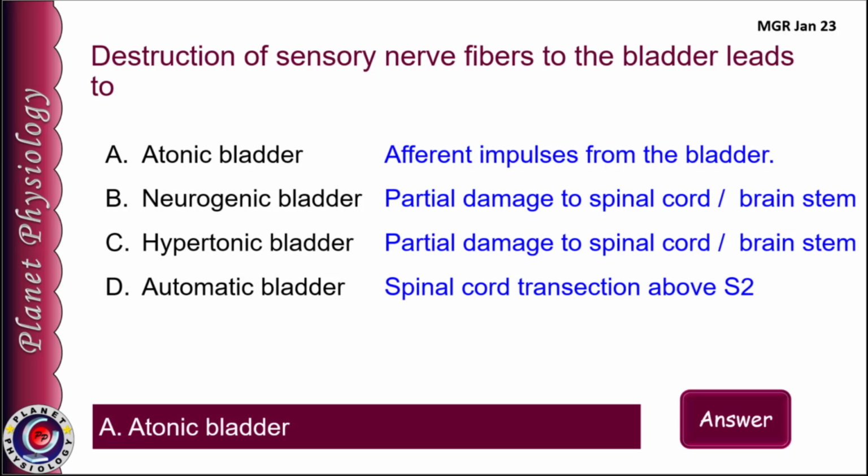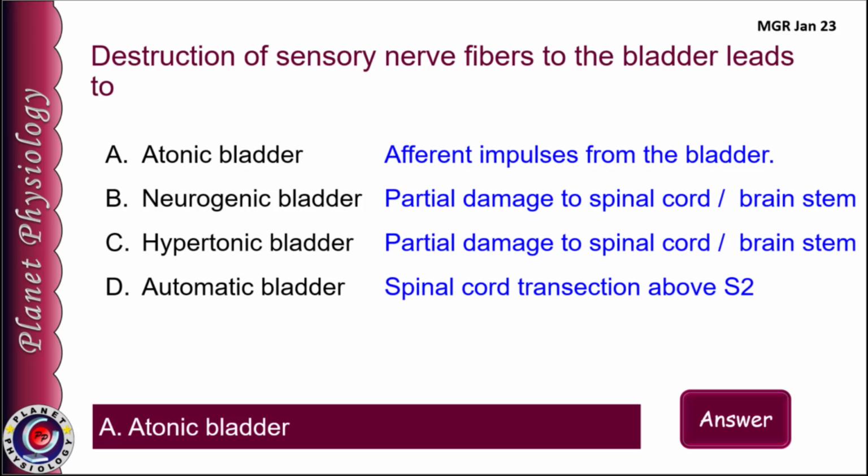Automatic bladder results due to complete destruction of spinal cord above S2. This removes only the higher control over the bladder, but the basic micturition reflex is normal. As a result, the bladder automatically empties once it is filled and hence the name.